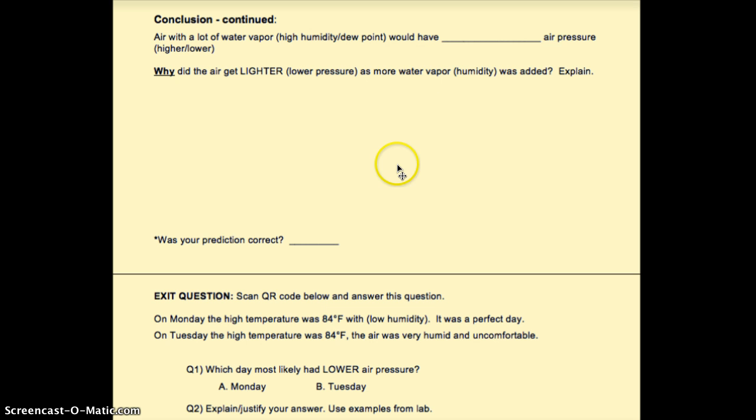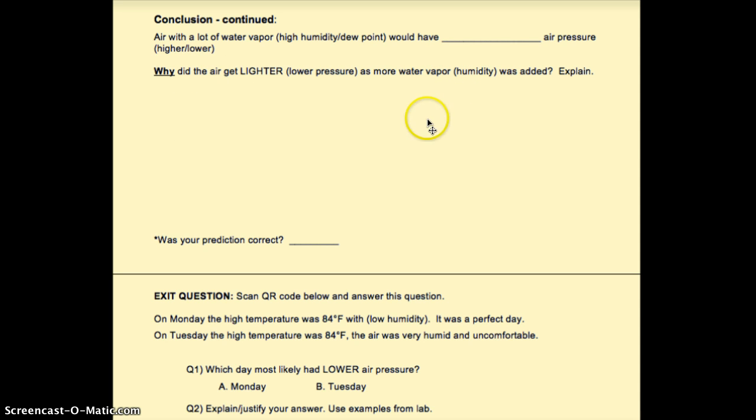Alright, so now we're going to make sense of your lab and your graph. Air with a lot of water vapor, which means high humidity or high dew point, would have, what would the air pressure be like? Would it be higher or lower? And now, why? Explain why the air got lighter as we added more water vapor.